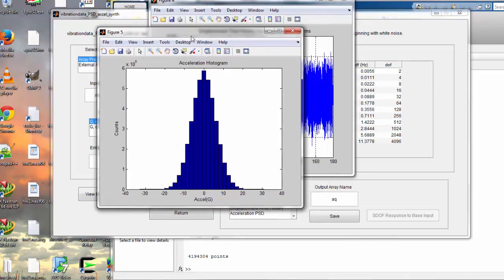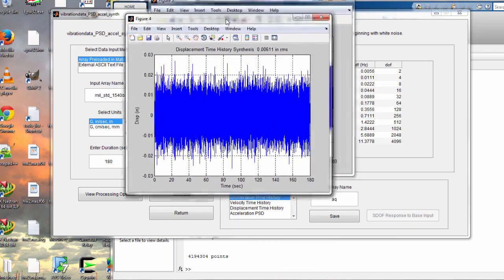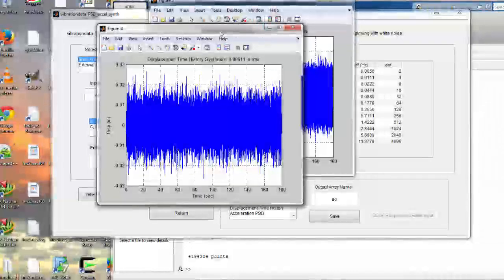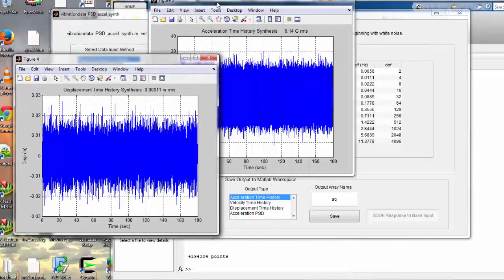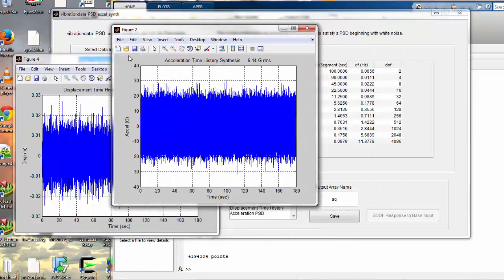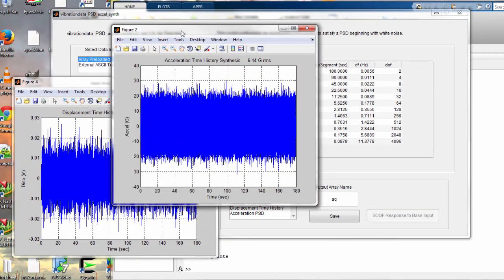Here's the histogram of the acceleration time history, counts versus acceleration g. It has the Gaussian distribution. Then the displacement time history, the acceleration time history. So here's our acceleration time history.